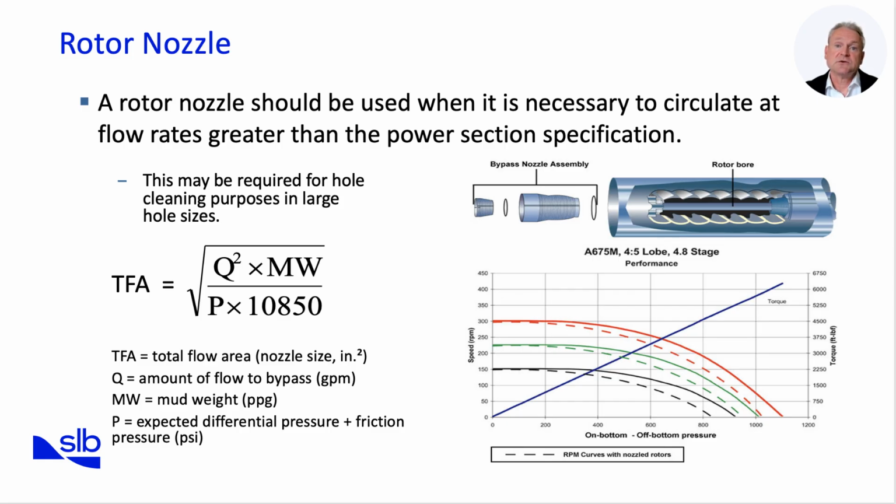A rotor nozzle should be used when it is necessary to circulate at flow rates greater than the power section specification. This may be required for hole cleaning purposes in large hole sizes. They are also used in specific applications such as spudding, under-reaming, or hole opening. It is relatively uncommon to run a rotor nozzle, which can be mitigated with correct engineering for the section to be drilled.